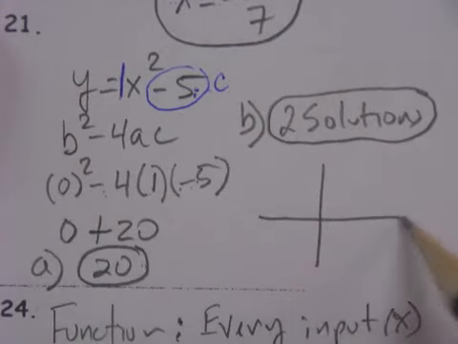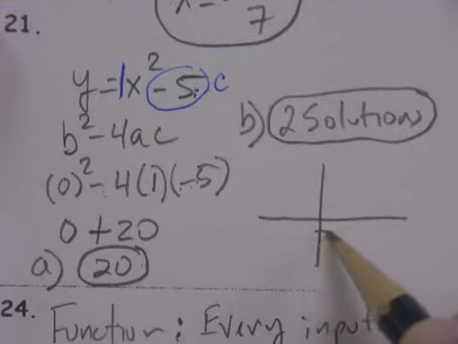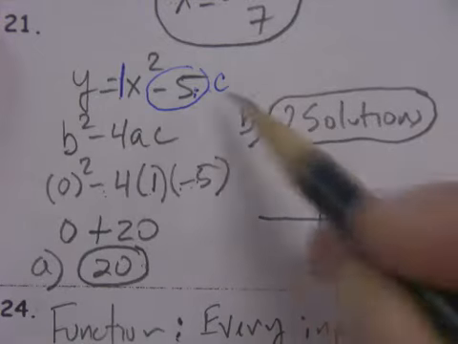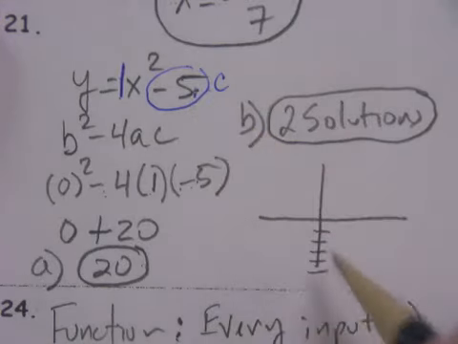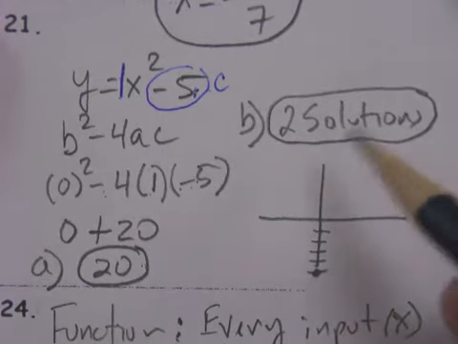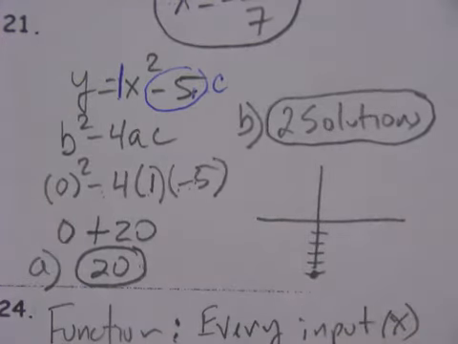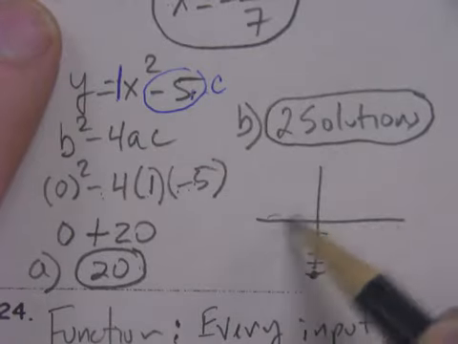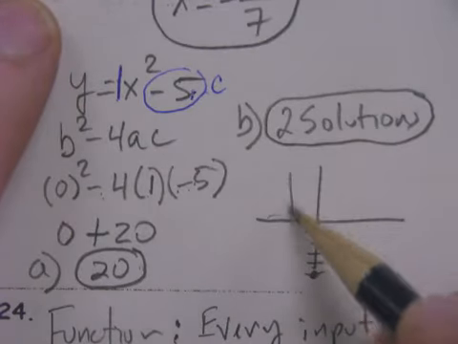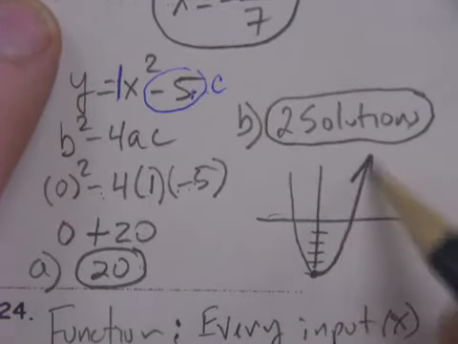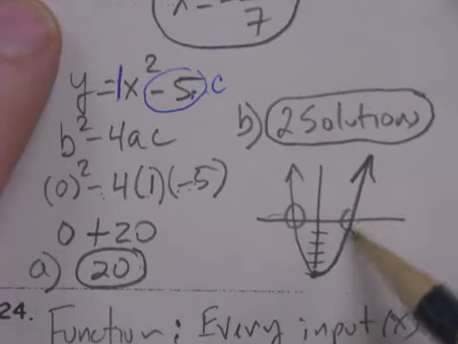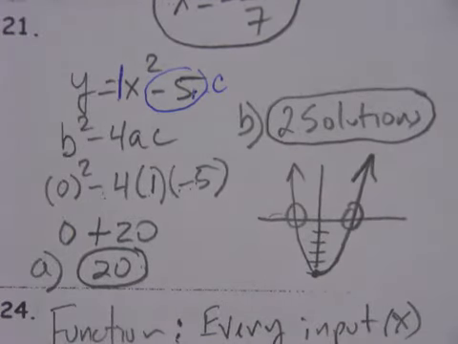All right, and then the last part, they want you to graph this. So we're going to go down 5. Remember, this is our y-intercept, the negative 5. And we have to graph the parabola so it's going up, and it passes through the x-axis twice, because I have 2 solutions here. So we'll just kind of draw something like this. And there it is. There is number 21, and that was lesson 88.